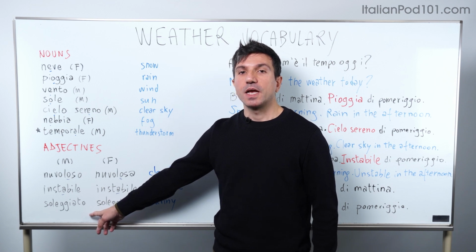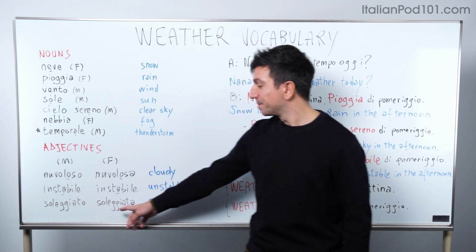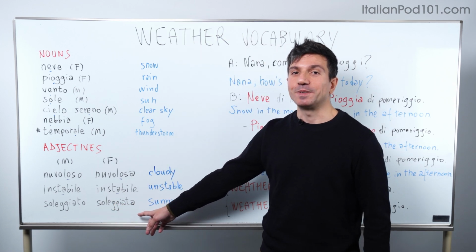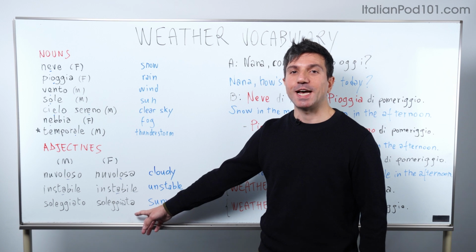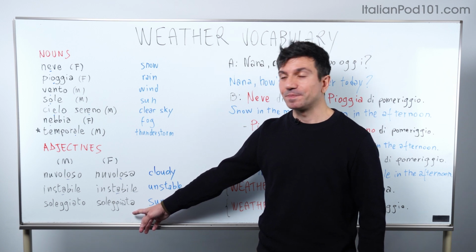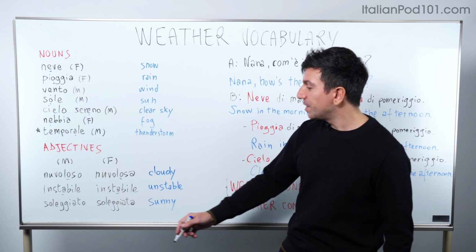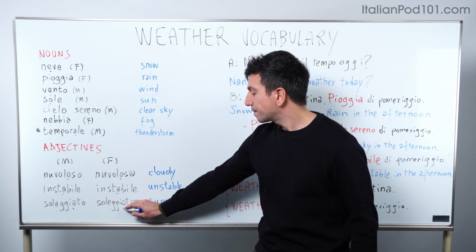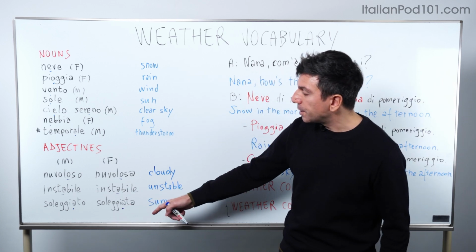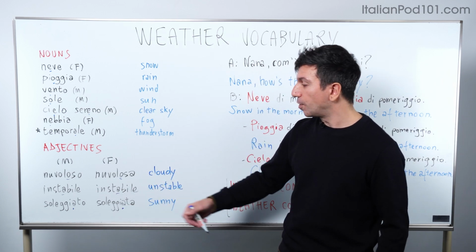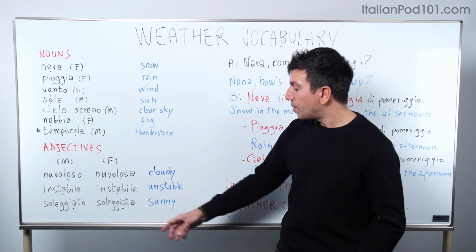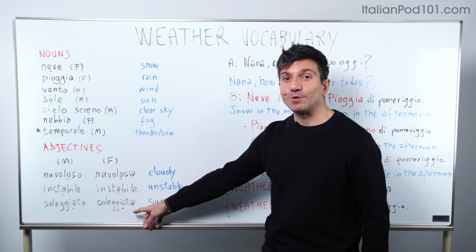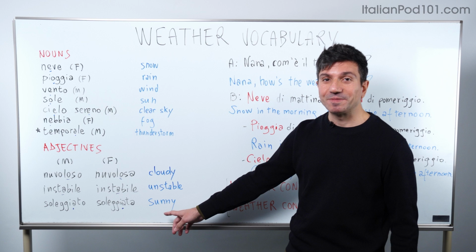One more adjective, this one, soleggiato, or the feminine form, soleggiata. The accent is on A. And this kind of adjective is similar to nuvoloso, nuvolosa. The meaning of soleggiato, soleggiata is sunny.